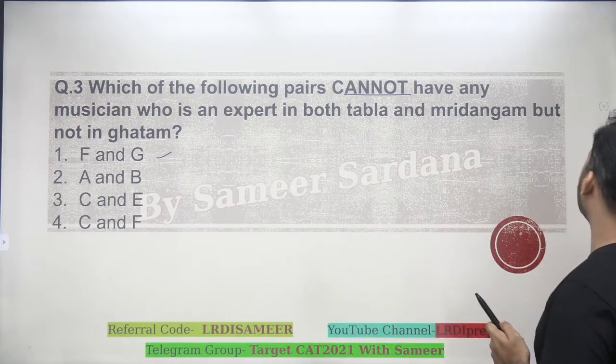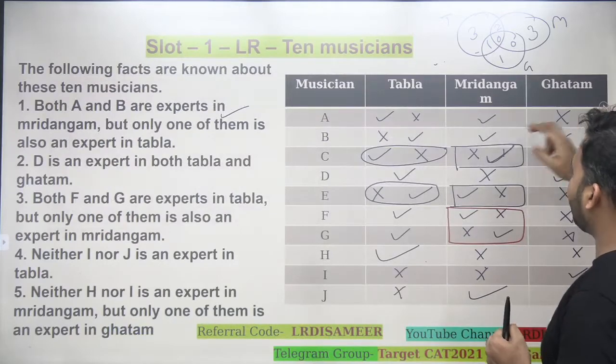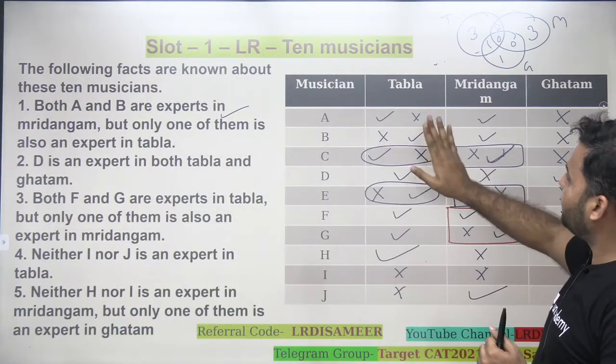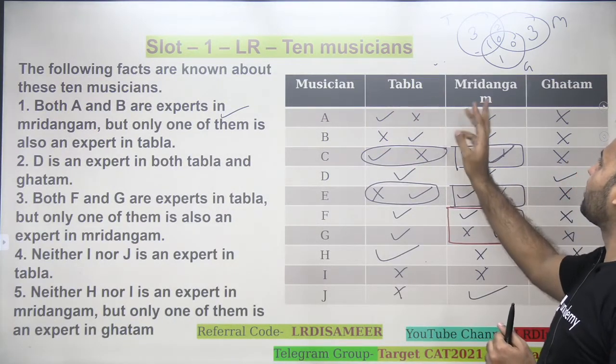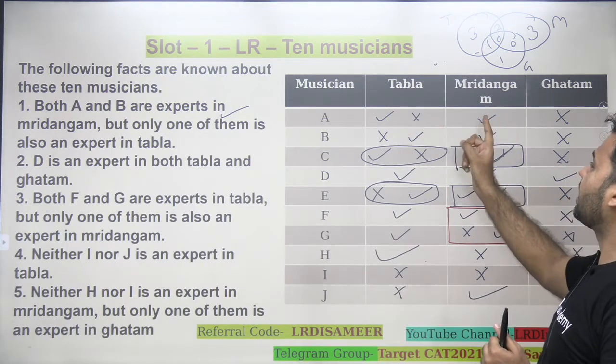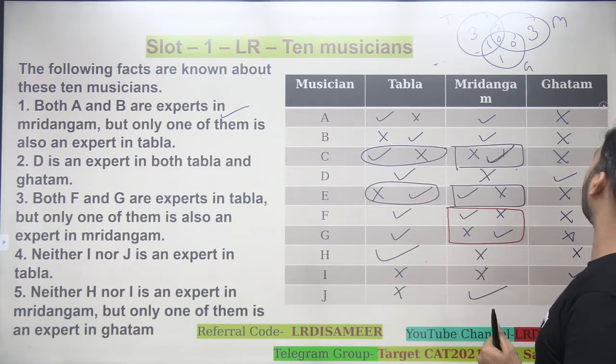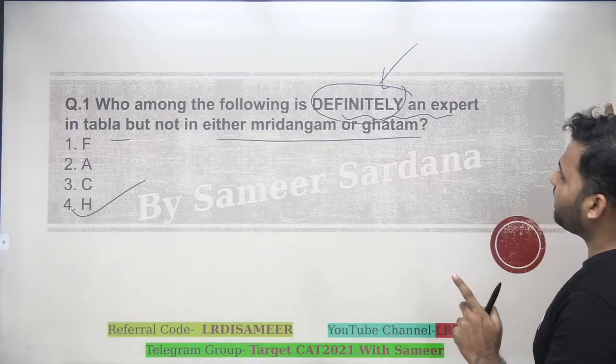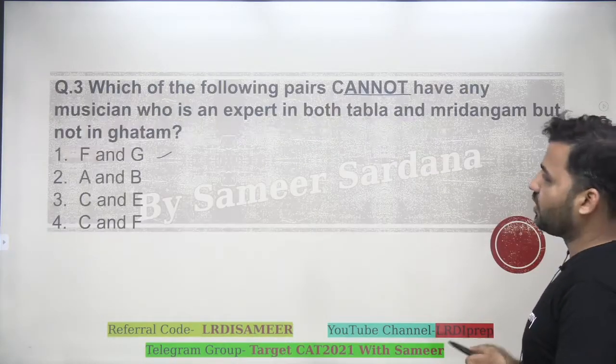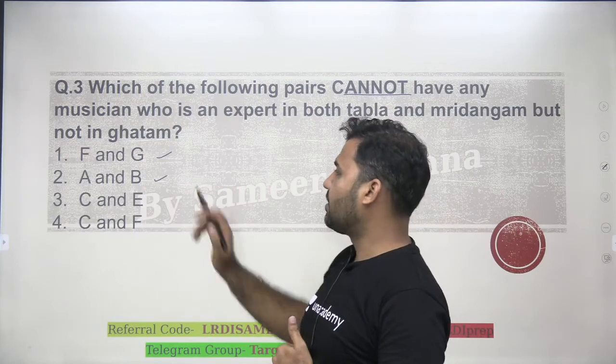Looking at A and B, okay. If I look at A and B, we know that A और B में से definitely एक person ऐसा होगा जो तबला और मृदंगम आपस में दोनों साथ में बजाएगा और एक ऐसा होगा जो only मृदंगम में होगा, right? But A and B में definitely एक person ऐसा होने वाला है, right? Okay, so ये भी आंसर नहीं हो सकता.